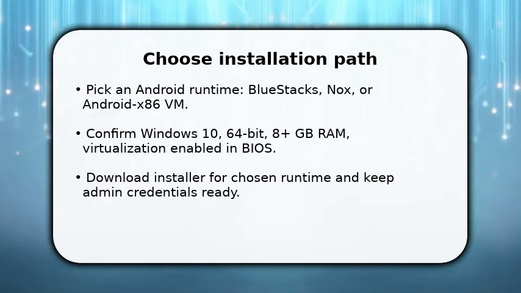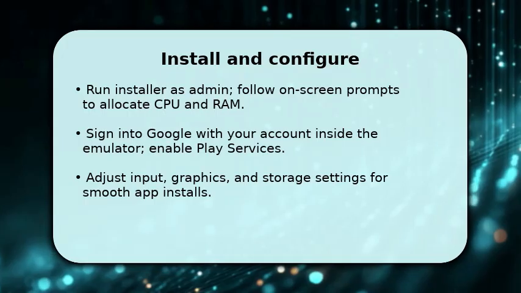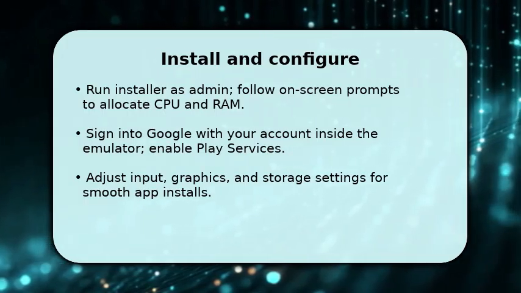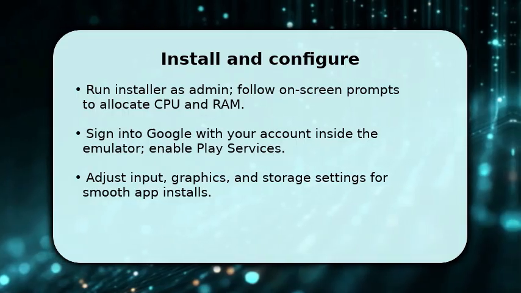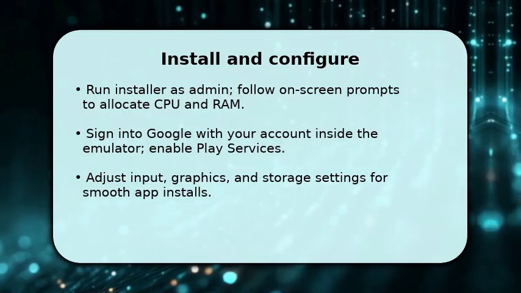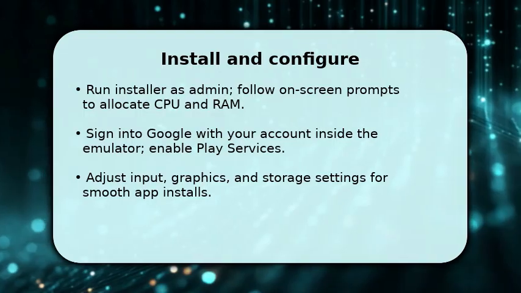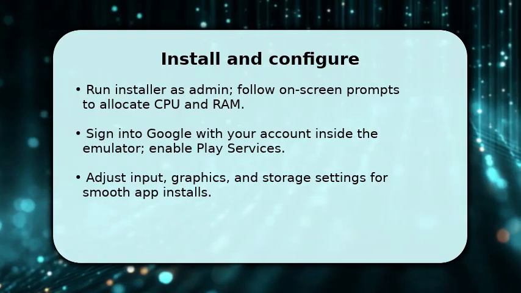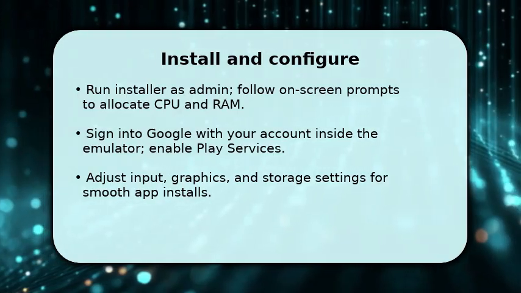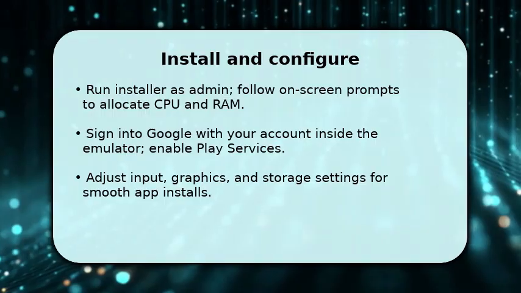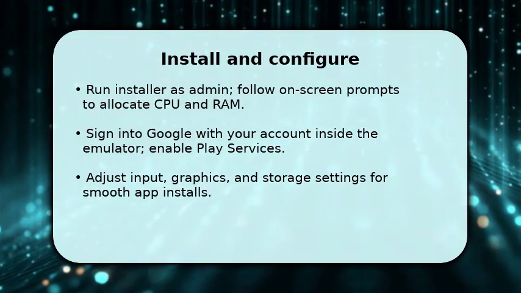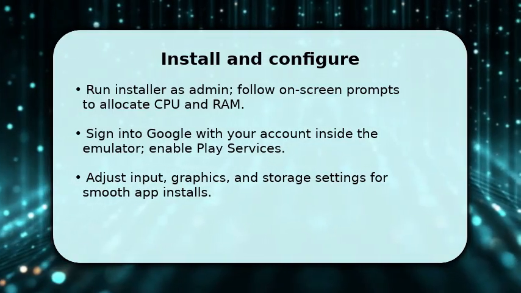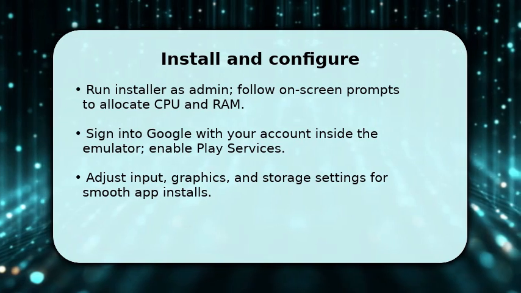You now install and configure the runtime. Run the downloaded installer as administrator, allocate 2 to 4 CPU cores and 4+ GB RAM during setup, and enable virtualization features when prompted. Once the emulator boots, open Google Play, sign into your Google account, and allow Play services to update if required. Make sure graphics mode and storage are set for performance. These steps ensure apps install correctly and run smoothly. If an update appears, let it finish before continuing.